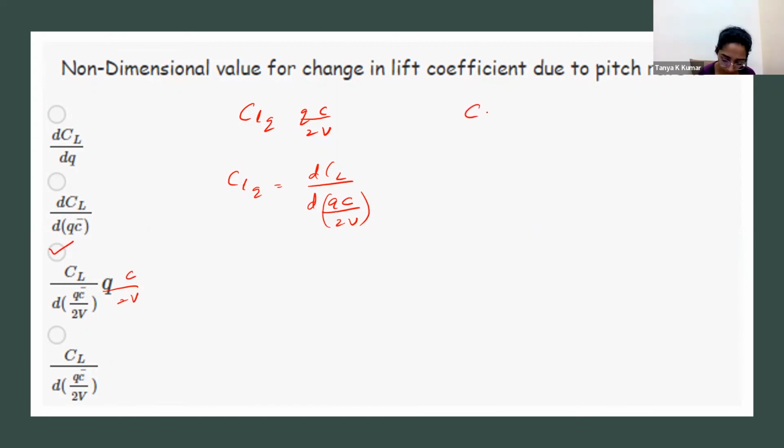So your equation was CL equal to CL naught plus CL alpha into alpha plus CLQ into QC by 2V plus the other terms. But this is the term that contributes, that is the DCL due to pitch rate. So this is the term, CLQ into QC by 2V. I will just check this up, but I believe this is the right answer. With this, I think we finished the questions.